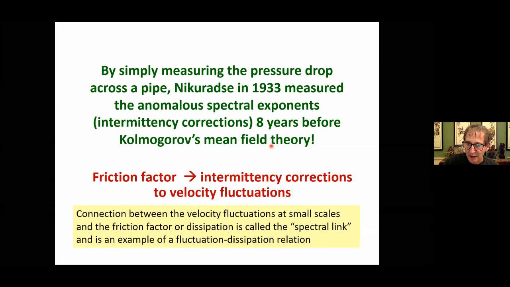And this friction factor produces for you the intermittency corrections, the velocity fluctuations, is a fluctuation dissipation theorem. And why? Because the friction is to do with dissipation, and the intermittency is to do with the velocity fluctuations. And so this is a link between fluctuations and dissipation. We call it the spectral link in some of our published work, but what it really is a fluctuation-dissipation relation. Not a fluctuation-dissipation theorem, that's equilibrium, but a fluctuation-dissipation relation, telling you it's something slightly different from that.